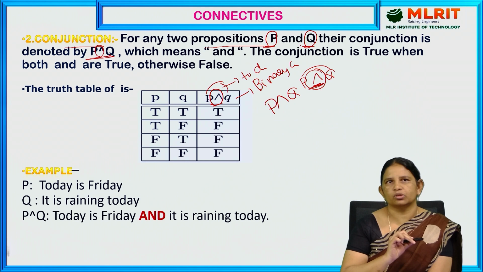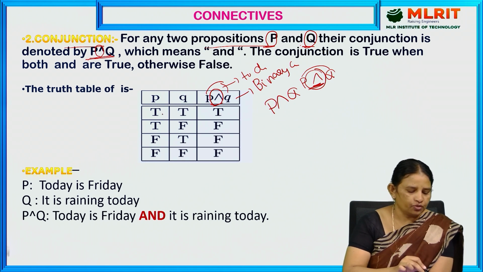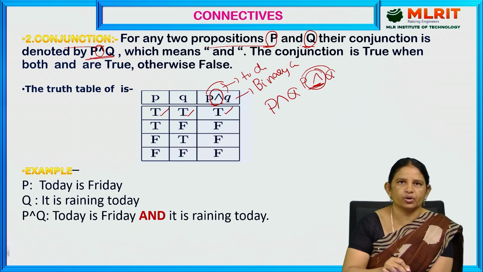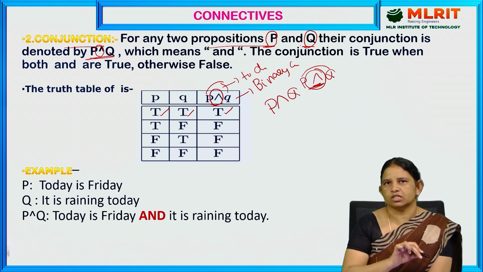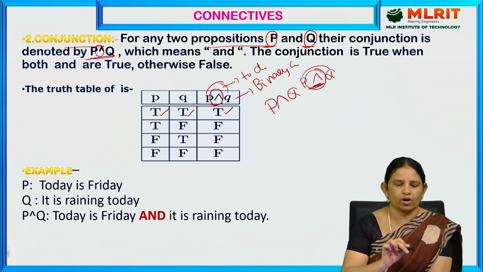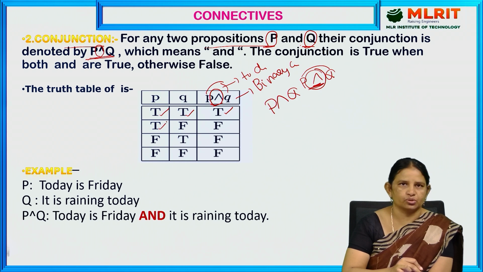What is the truth table for the conjunction? If the first proposition is true and the second proposition is true, then P and Q is true. If both propositions are true, it returns a true value. If the first proposition is true and the second proposition is false, it returns false.